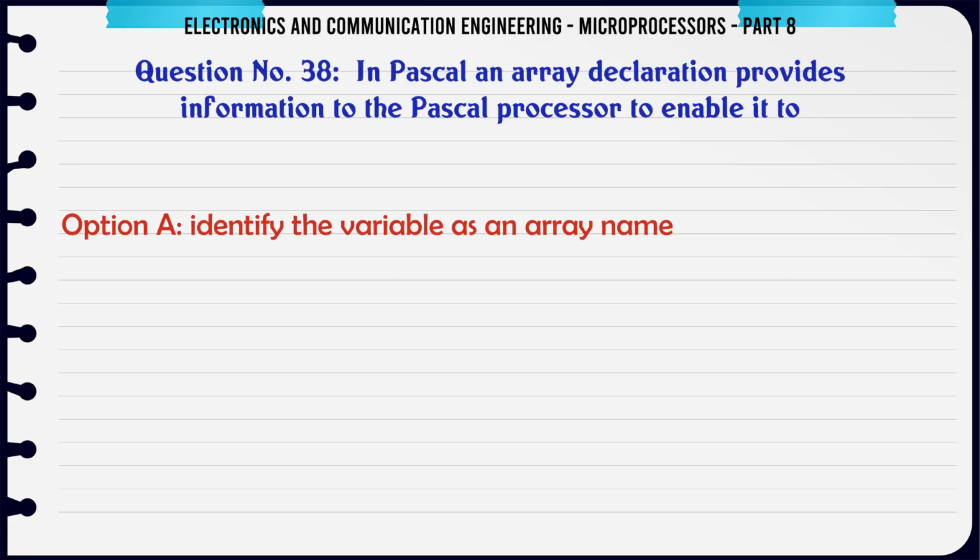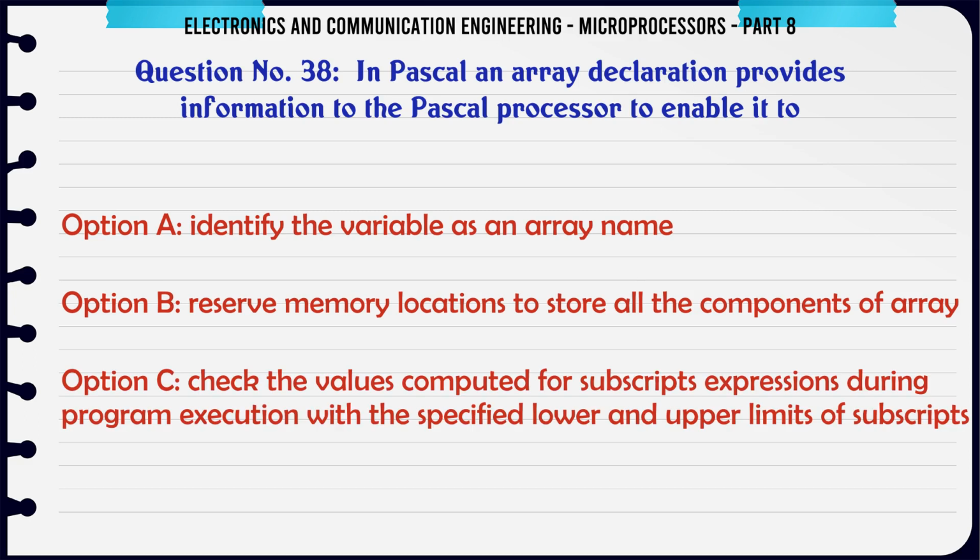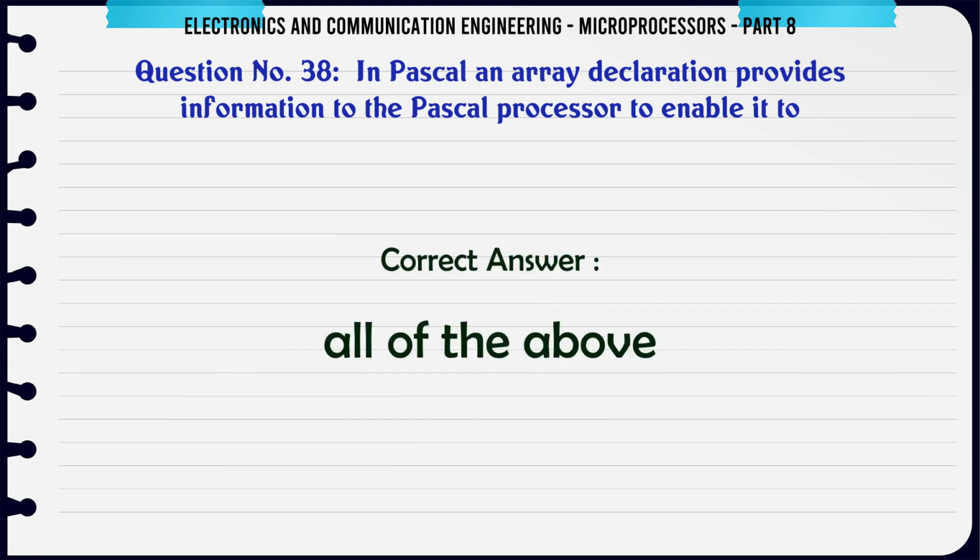In Pascal, an array declaration provides information to the Pascal processor to enable it to: A, identify the variable as an array name. B, reserve memory locations to store all the components of the array. C, check the values computed for subscript expressions during program execution with the specified lower and upper limits of subscripts. D, all of the above. The correct answer is all of the above.